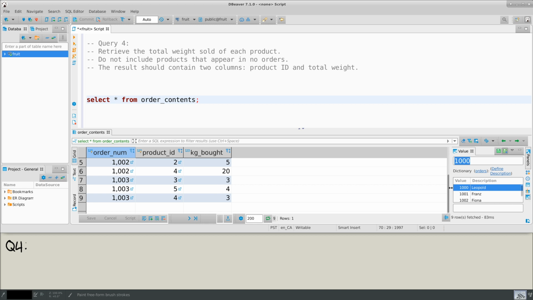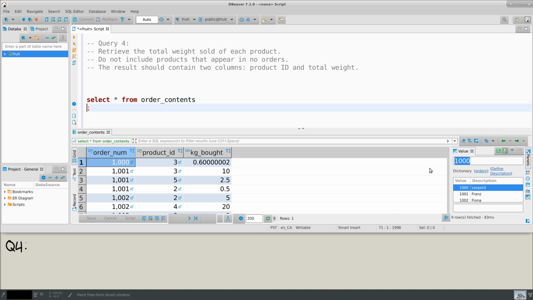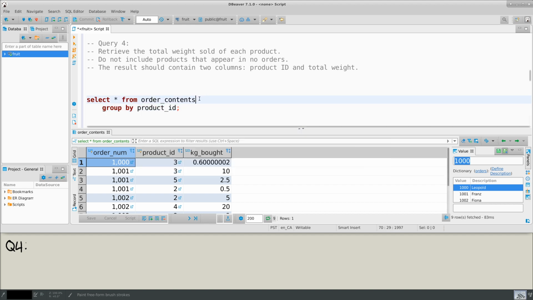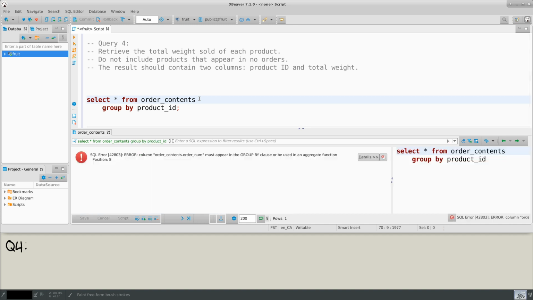So I want to aggregate the rows of this table, grouping them by product ID. So I guess I'll start with that. So let's see, select star from order contents, group by product ID. Let's just see what happens if we run this. And it says, I'm sorry, what are you talking about?